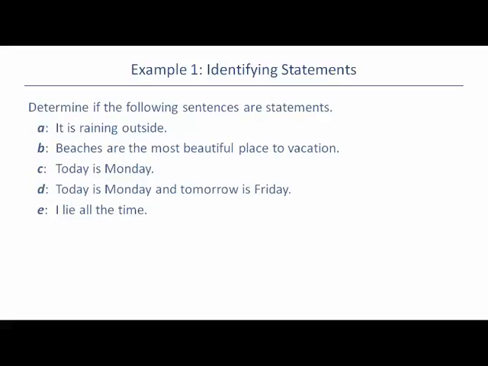So let's determine if the following sentences are statements. It is raining outside. Does that make a claim? Yes, it does. Can that claim be true? Yes. Can that claim be false? Yes. Can it be both at the same time? Can it both be simultaneously raining outside and not raining outside? Not really, right? Let's not be pedantic about it. Well, what if it's raining and then it stops raining? Well, then at one moment it was true and at one moment it wasn't, right?